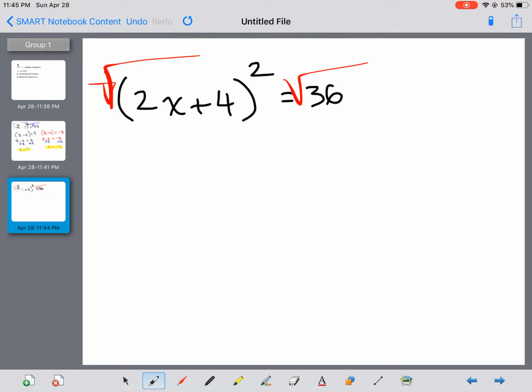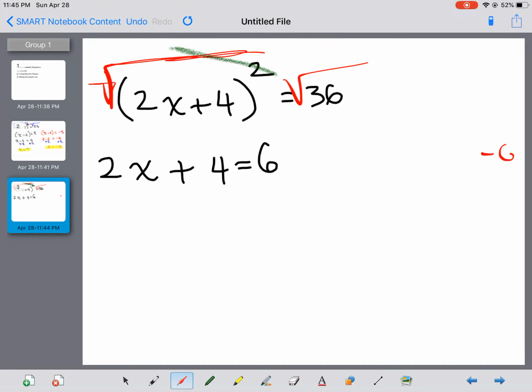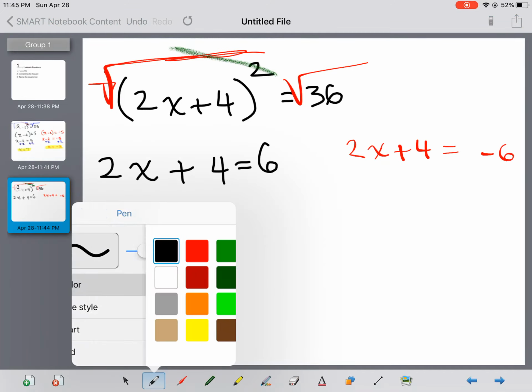Okay, so the square root and the exponent 2, remember, are opposite operations. They undo each other. And so then on the left side, we are left with 2x plus 4. And on the right side, square root of 36 is 6. But as we said before, when you take the square root of 36, you also get negative 6. And so we also have this equation, 2x plus 4 equals negative 6. Okay, and so now we solve the equation.